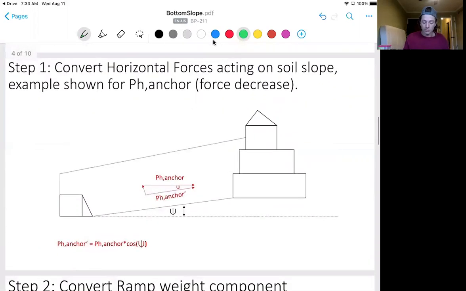So step one would be to convert the horizontal forces to act along the soil slope. The example here is shown just for PH anchor. In order to convert our horizontal anchor force from a purely horizontal force to acting up the slope, PH anchor prime, we're just going to take that PH anchor times the cosine of psi.